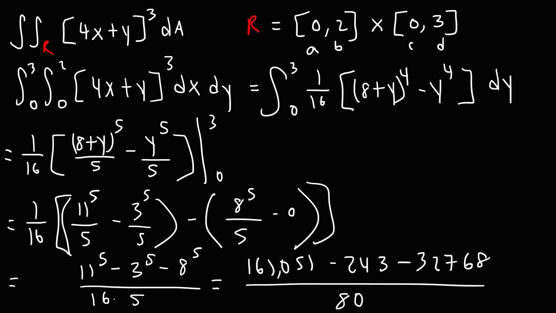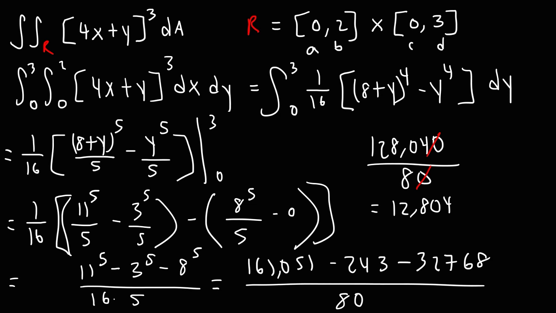So 161,051 minus 243 minus 32,768, that's equal to 128,040. And we're going to divide this by 80. So for starters, we can cancel a 0. So now we have 12,804 divided by 8.